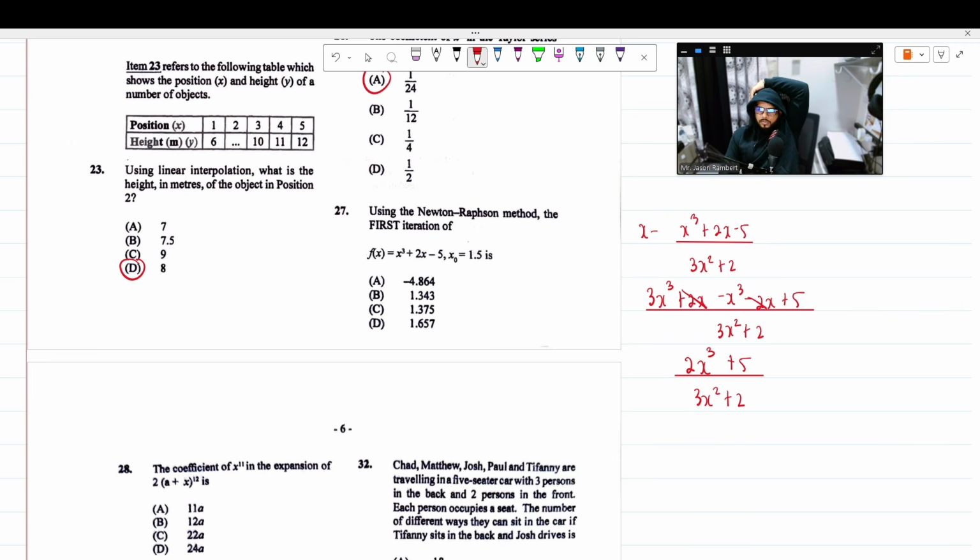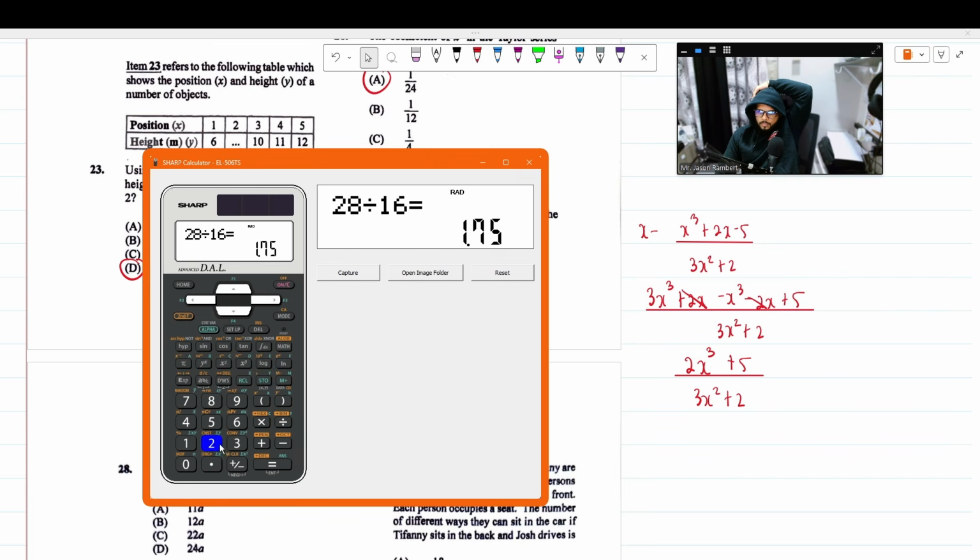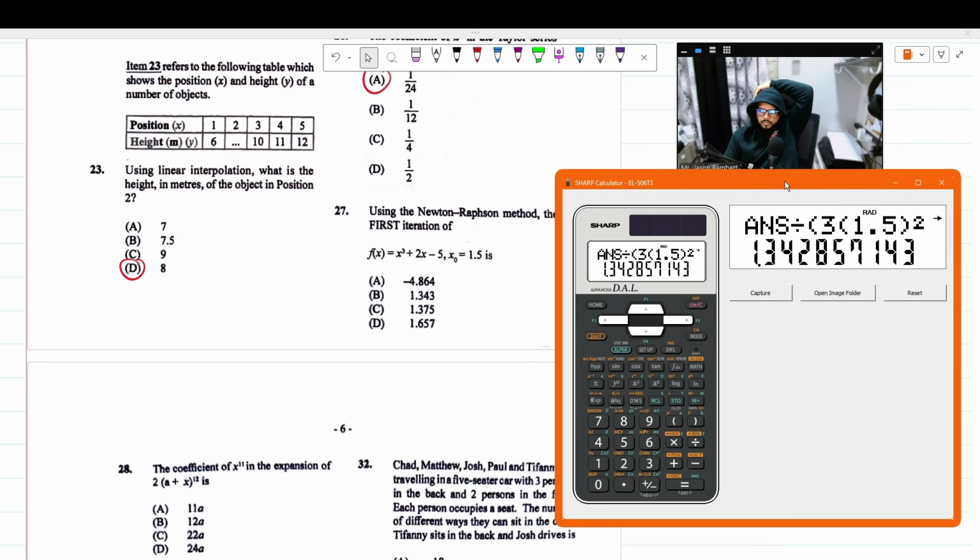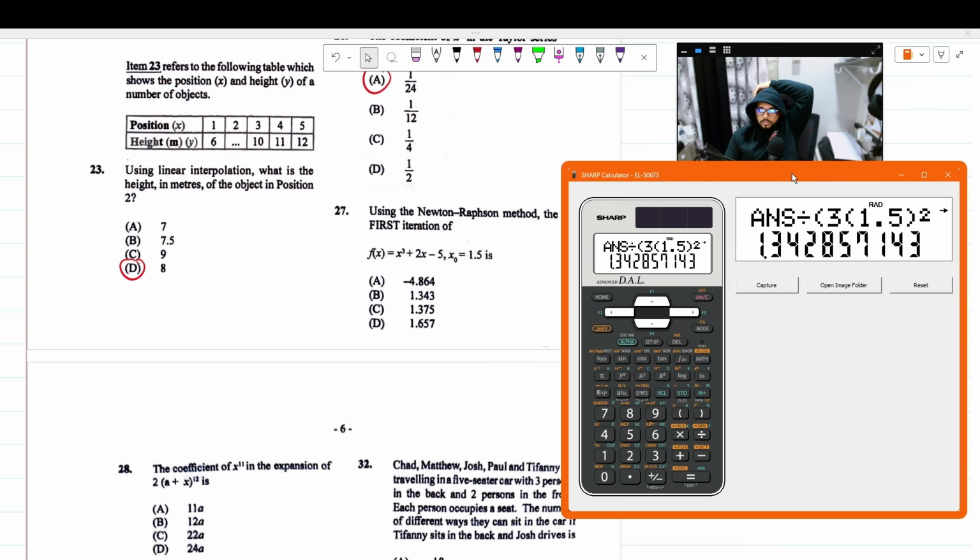So when x0 is 1.5, let's check and see what the answer is. 2 into 1.5 cubed plus 5 divided by 3 into 1.5 squared plus 2. 1.34. 1.343. So it's B.